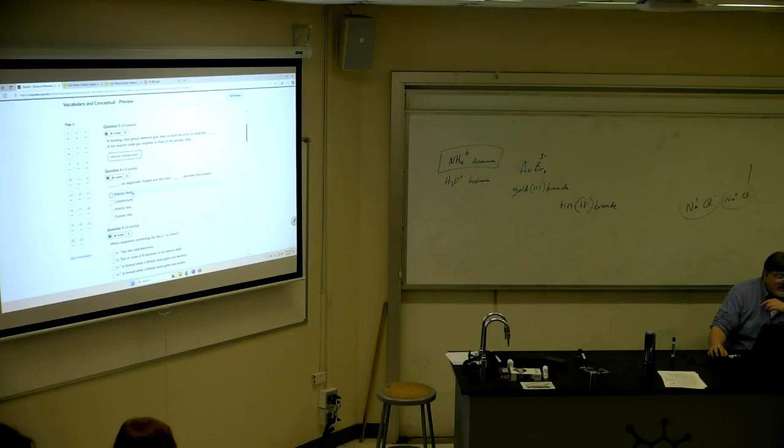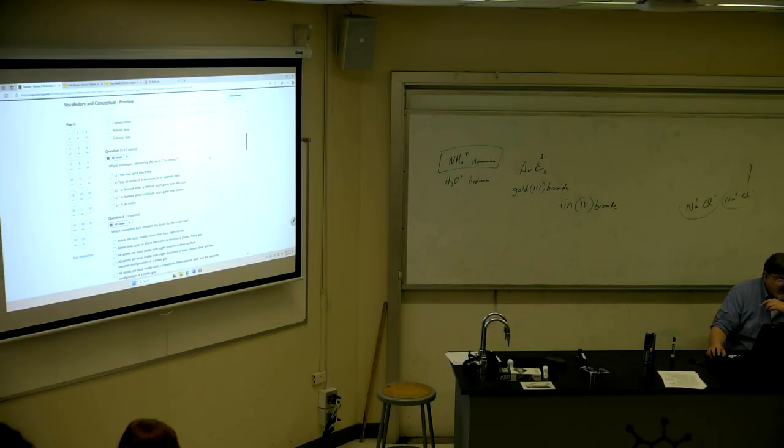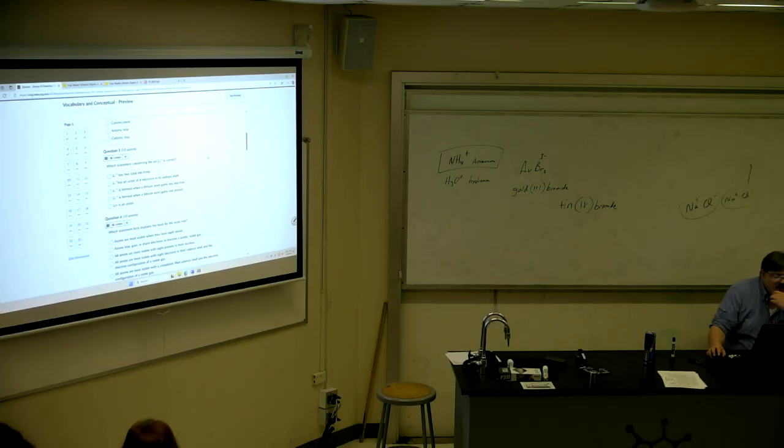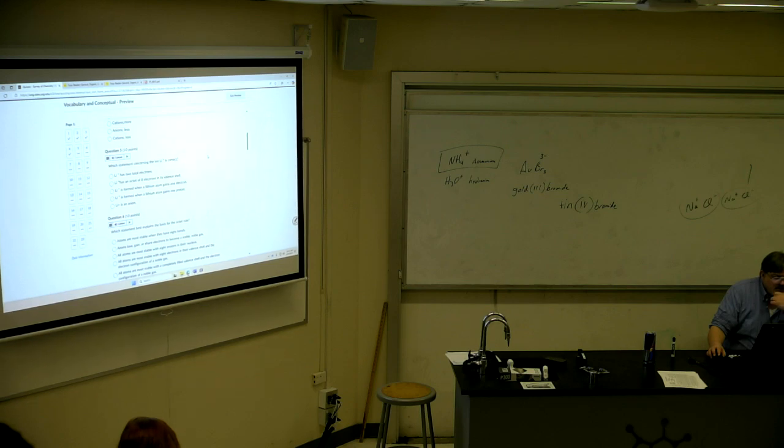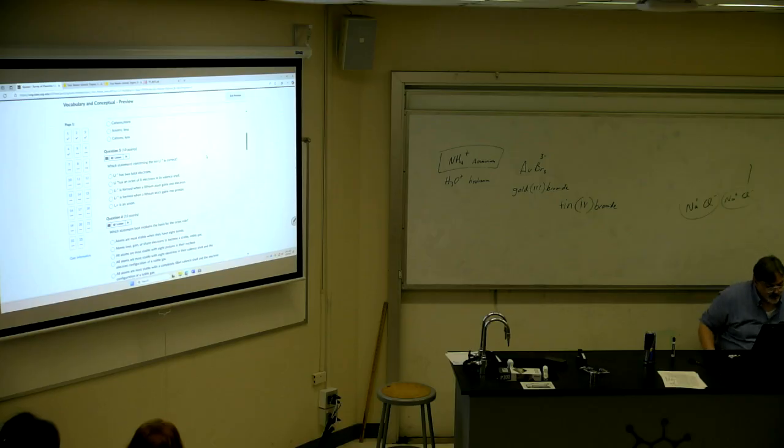Blank or negatively charged ions and blank or positive. Blank or negatively charged ions have blank electrons than protons. If it's negatively charged, it's got more electrons than protons because the electrons are charged. So it's going to be more. And negative, anion or cation? Anion. Cations are positive. The cat has paws.